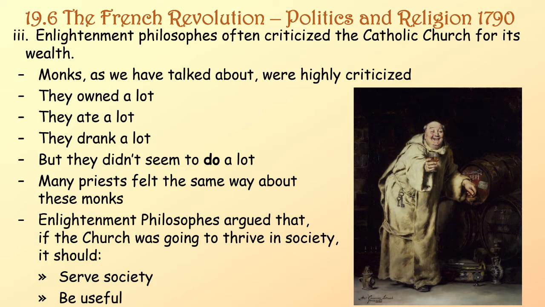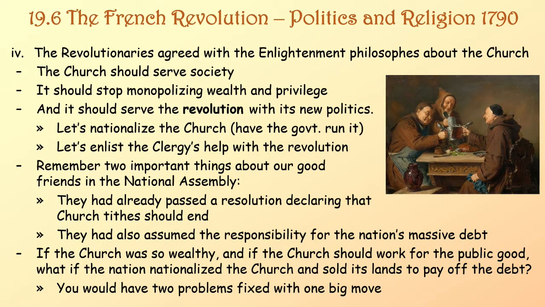And Enlightenment philosophers argued that if the church was going to thrive in society, it should do two things: serve society and be useful. Revolutionaries agreed with the Enlightenment philosophers about the church. The church should serve society. It should stop monopolizing wealth and privilege. And it should serve the revolution with its new politics. Let's nationalize the church. In other words, have the government run it. Let's enlist the clergy's help with the revolution.